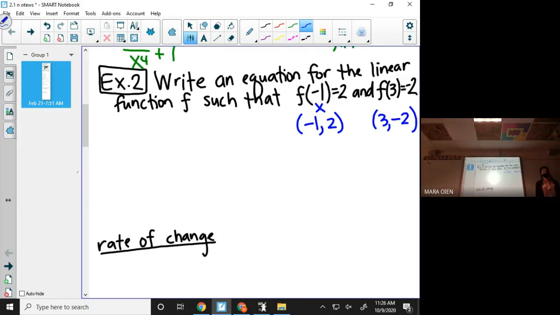If I gave you 2 points, you should be able to write a linear equation, and that's what we're going to do. To write a linear equation, I need a slope and a point. I've got points, I just don't have a slope. So I'm going to start this problem by finding my slope between those 2 points.